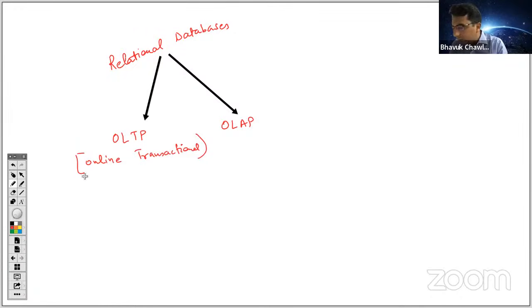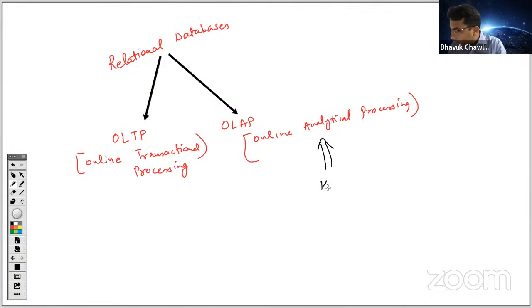This part is where transactions are happening on the website, and those transactions go into the OLTP. OLAP is online analytical processing. This part is basically for historical analysis, so you are using it for reporting. You can have a business intelligence tool connected with the OLAP.